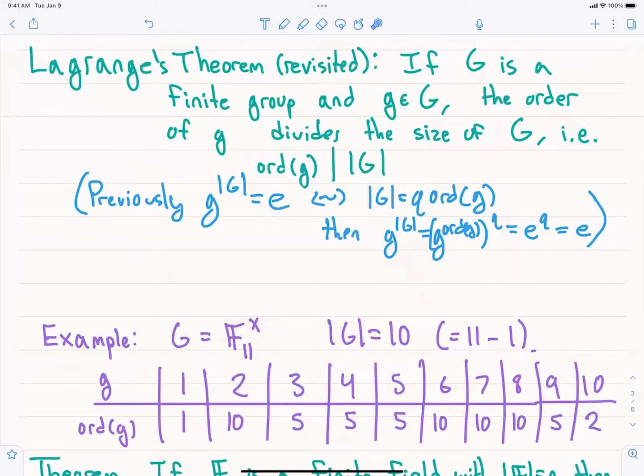And then what's the order? Well, the order of 1 is just 1, because 1 is the identity element, so 1 to the 1 is equal to 1. If you run through all the powers of 2, you'll see the order of 2 is 10. For 3, 4, 5, you'll get that the order is 5. Then for 6, 7, 8, the order is 10. For 9, the order is 5 again. And for 10, the order is 2. This is because 10 is congruent to -1 mod 11, so if I do -1 squared, I get 1.